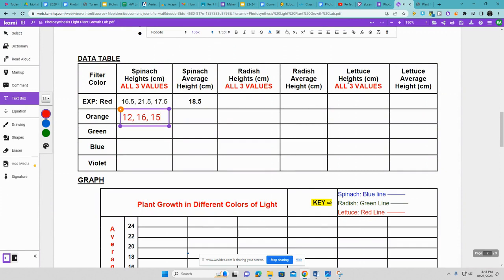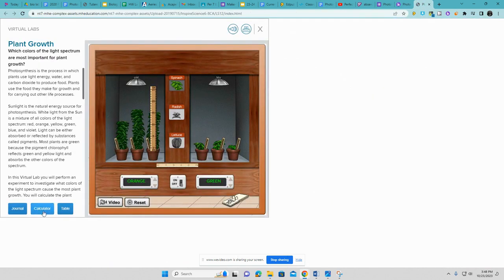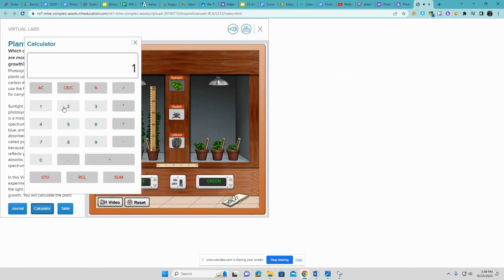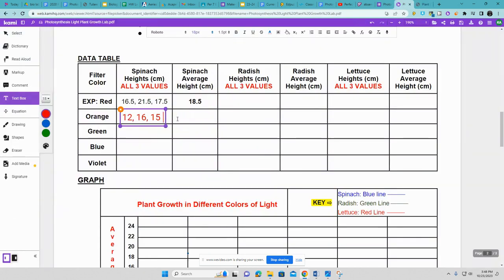All right, so now we've got to find the average. 12 plus 16 plus 15 divided by 3. So you have a calculator here. 12 plus 16 plus 15 divided by 3 equals 14.333. So the average for the spinach grown in orange light is 14.3 centimeters.